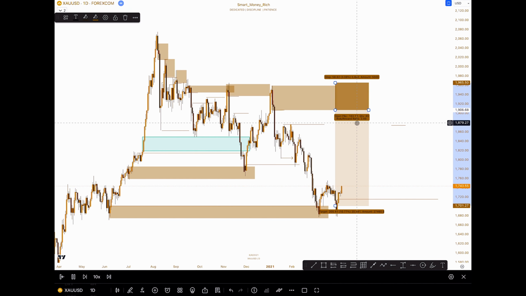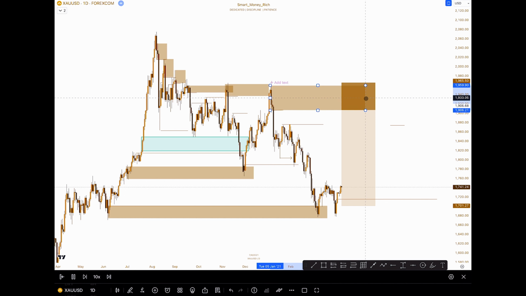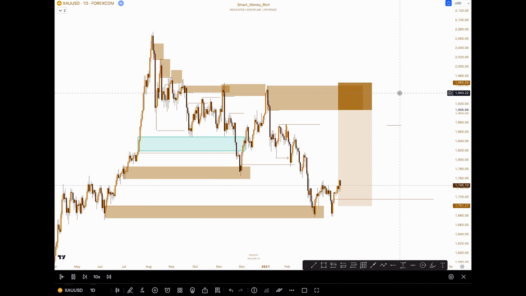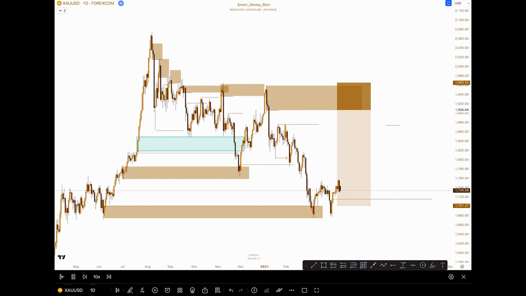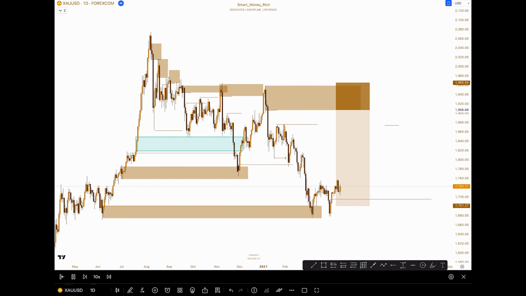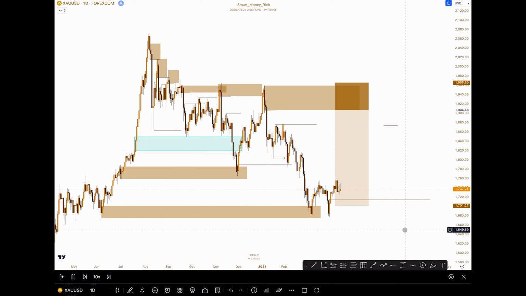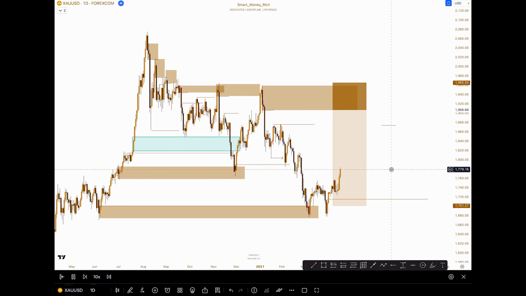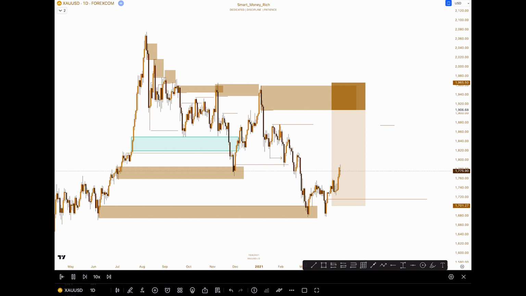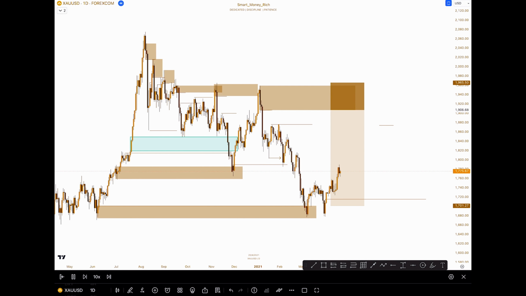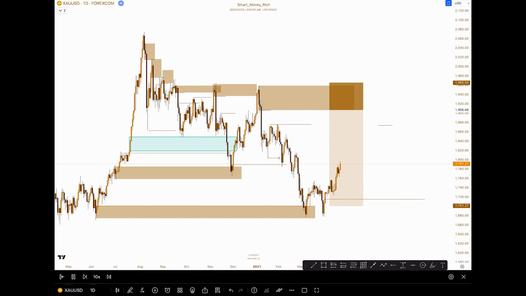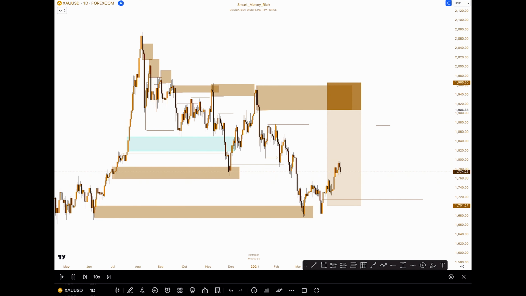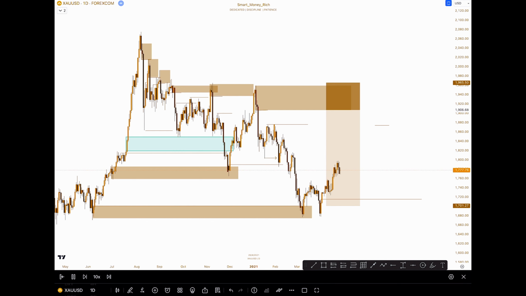So you guys just need to know that this is how I use imbalance for my trade entry, right? Price will always trade back into an open imbalance, right? So you always have to have it at the back of your mind that imbalance needs to be used with market structure, supply and demand, right? You have to use it with supply and demand, right?